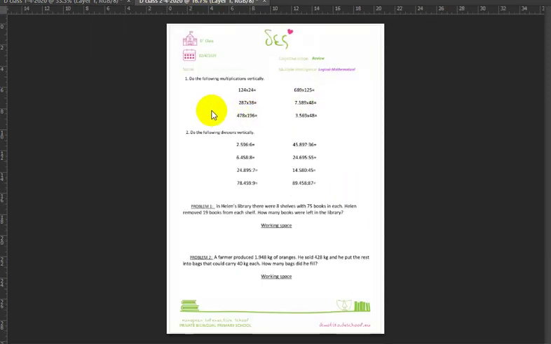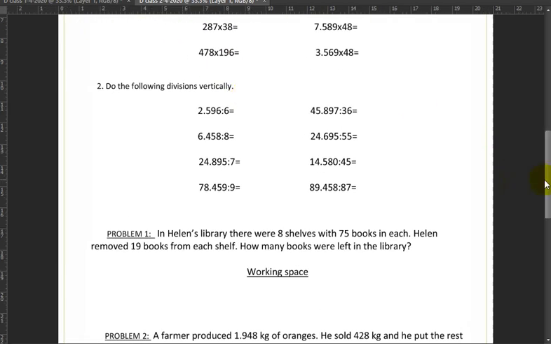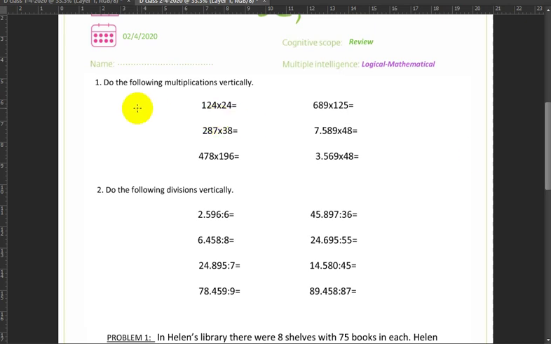In this exercise, we have some multiplications, which I will not be doing horizontally. Well, I can't do horizontally. So I'm going to be doing them vertically. So let's get started. We have 124, and I will be erasing these afterwards. So if you want to write them down, follow along. Or you could just pause the video at the end, whichever you prefer. So we have 124 times 24.